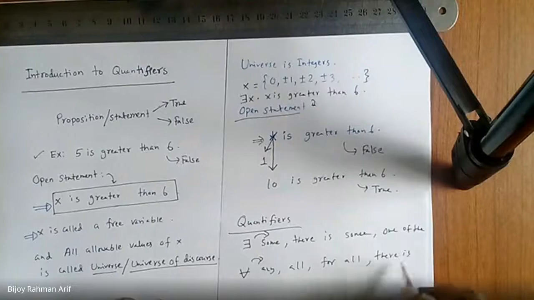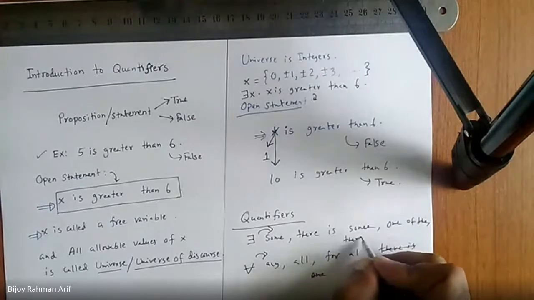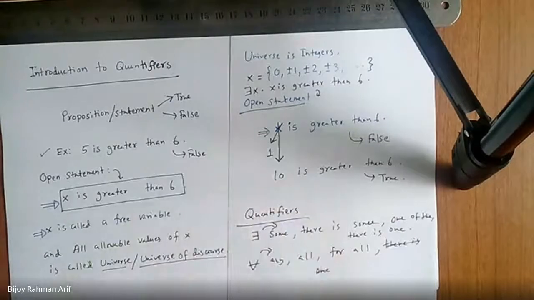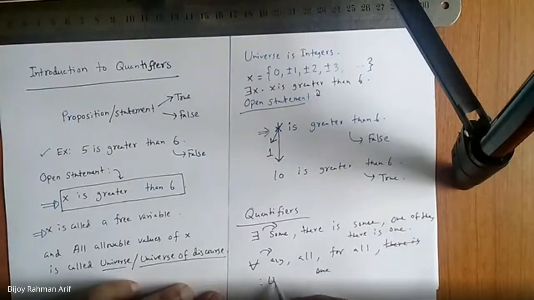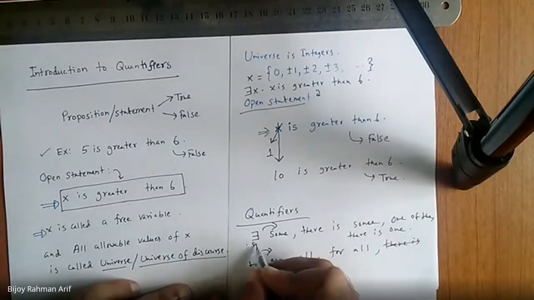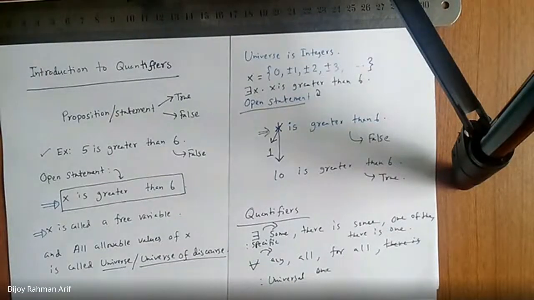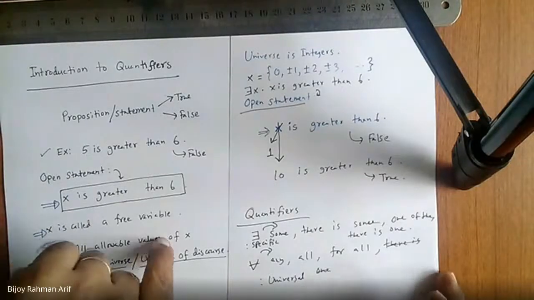When do we use the some quantifier? There is one, at least one. If I can get true for at least one value, at that time I will write some. On the other hand, if it is true for all values of the universe, then I will write all. The all quantifier is called the universal quantifier. The some quantifier is called the specific quantifier. Okay? Yes, sir.